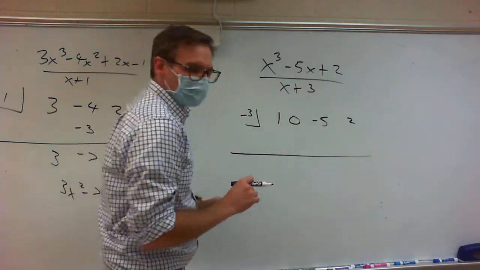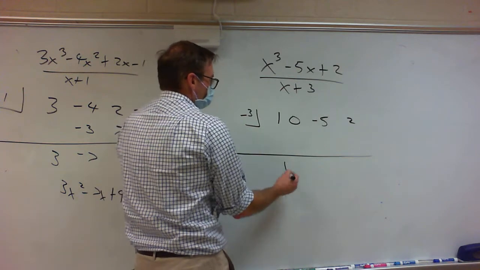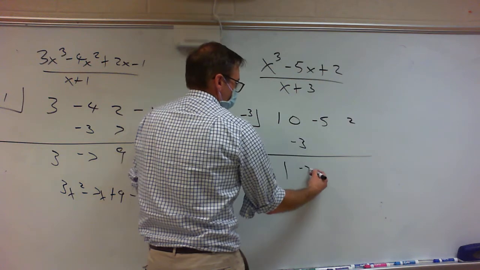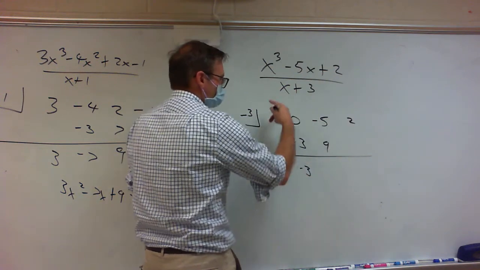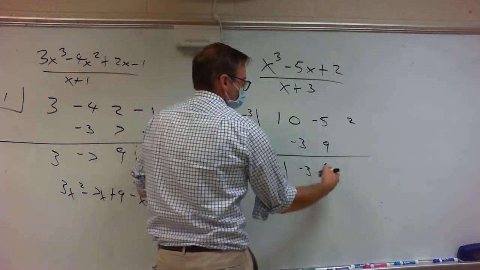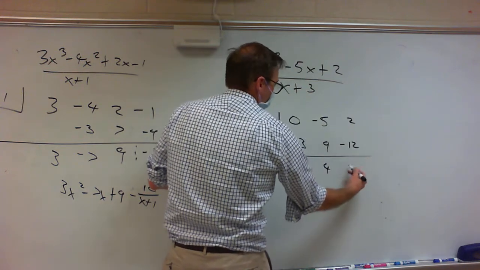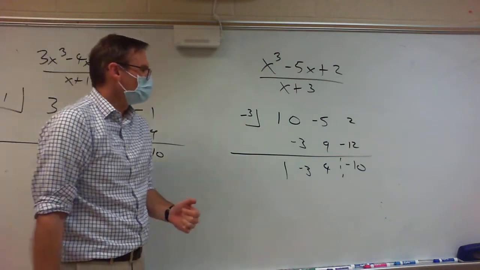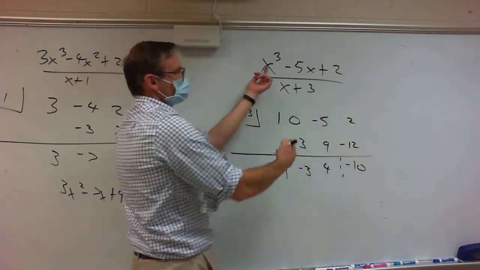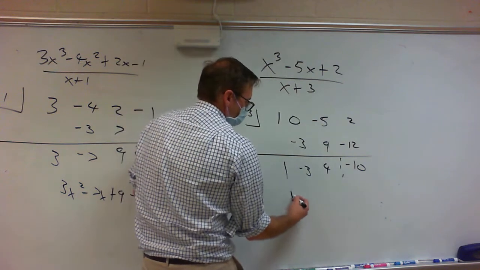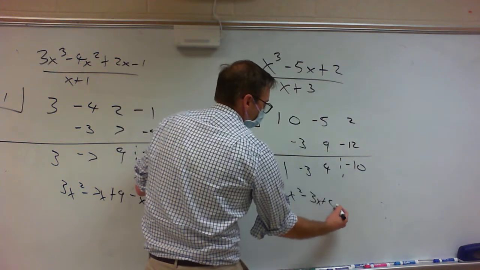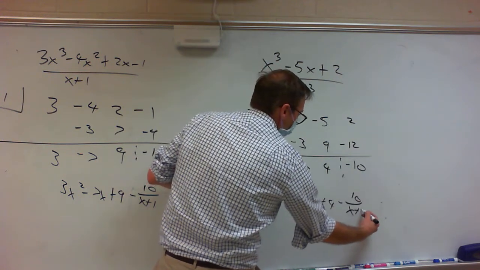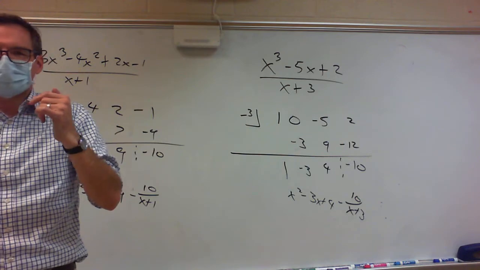So I'm going to bring the 1 down. This times this gives me negative 3. And this times this gives me a 9. Add to get 4. This times this gives me a negative 12. And so I end up with a remainder of negative 10. My answer, since this was x cubed, is x squared minus 3x plus 4 with a remainder of negative 10, so I get minus 10 over x plus 3. This makes sense?